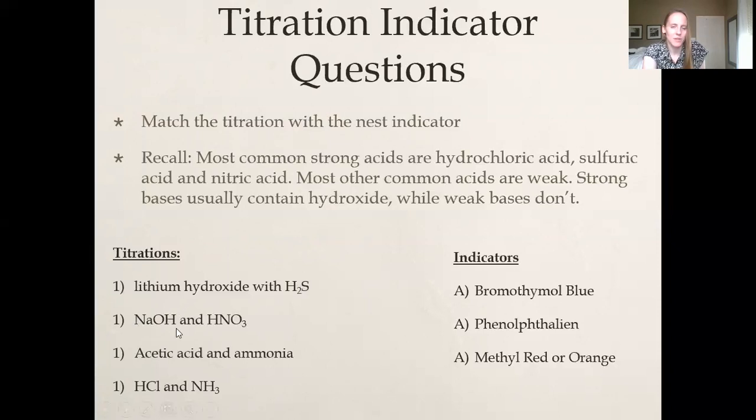Then we have sodium hydroxide and nitric acid, which it tells us here is a strong acid. So those are both strong, which means I should be using bromothymol blue. Acetic acid, that is vinegar, and ammonia, which is a weak base. So those are both weak. I should once again be using bromothymol blue. And then for the last one, hydrochloric acid, we're told that that is a strong acid. Ammonia, we know, is a weak base. So I should be using one of the methyls, methyl red or methyl orange.